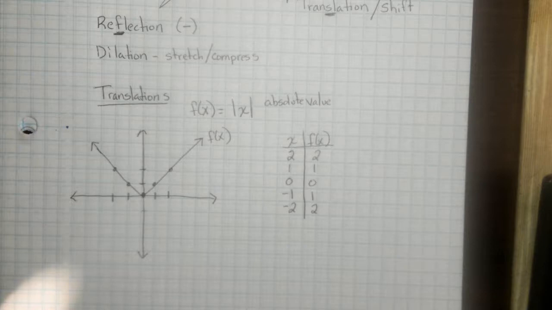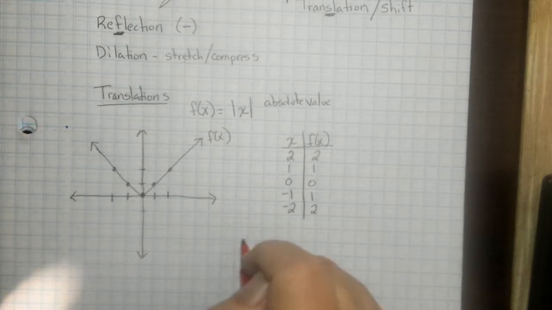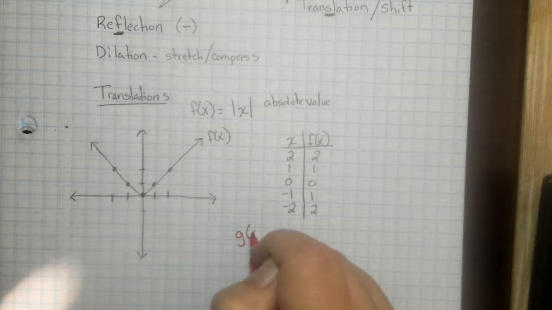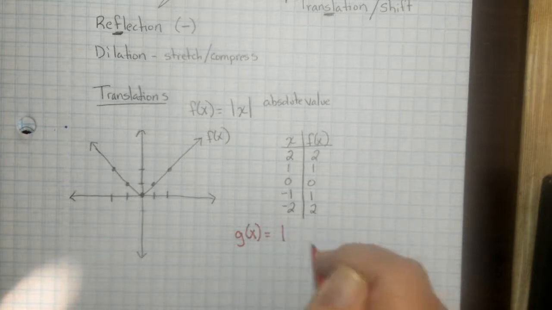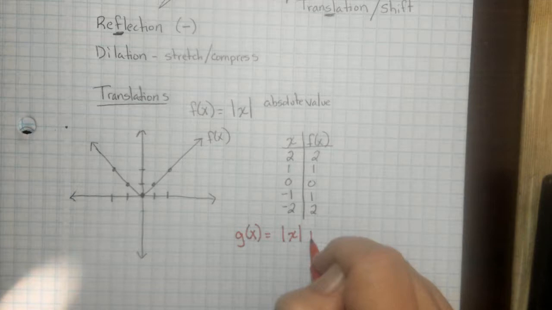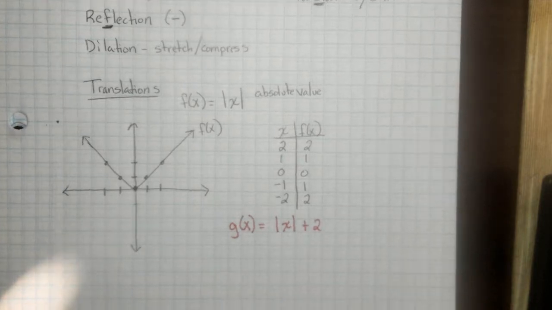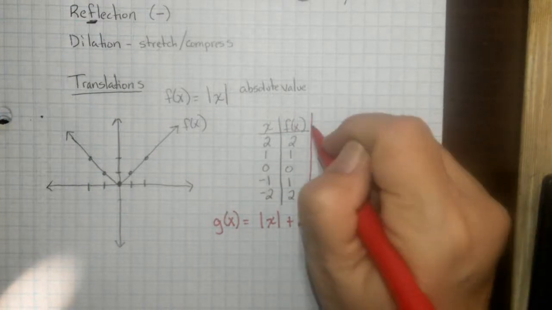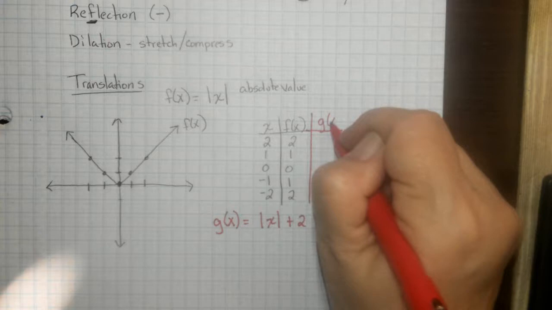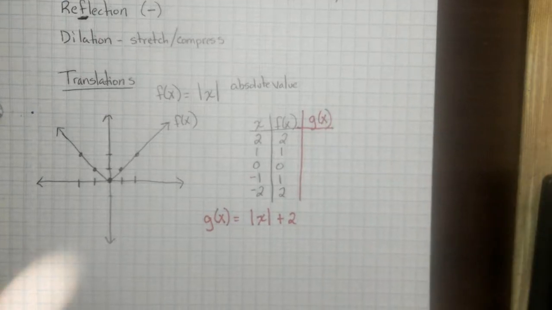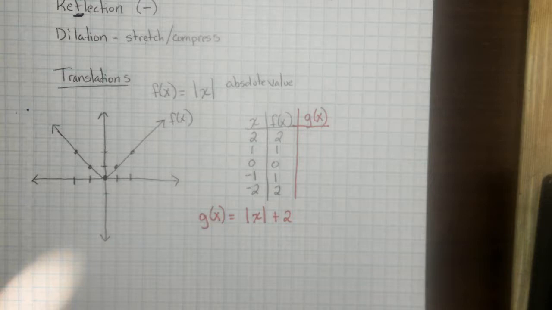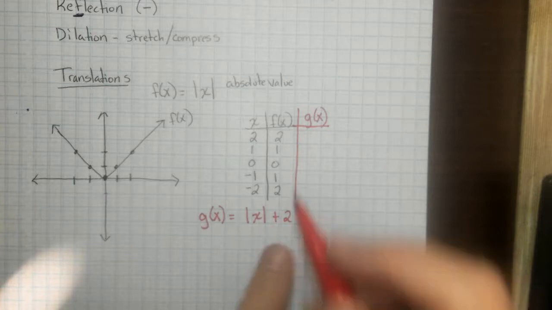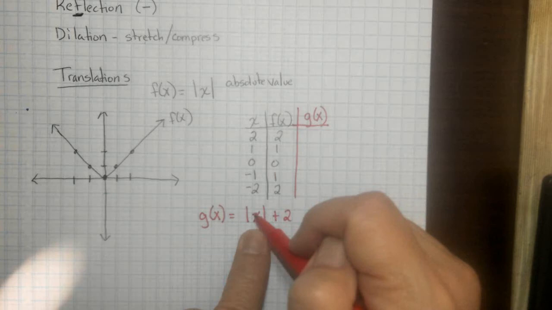Okay, so then in a different color, I'm going to come here and have g of x, which is going to be a transformation of f of x. We're going to equal the absolute value of x plus 2. So I'm going to add a column on my table for g of x. Alright, so as we fill this in, if I plug in a 2, 2 is my input.